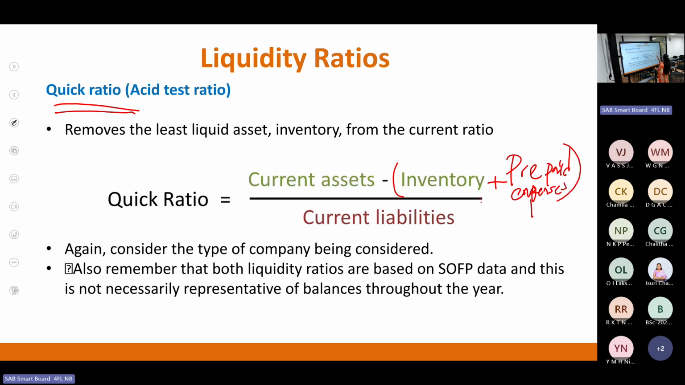You have to remove the prepaid expenses along with the inventory, deduct them from the current assets, and divide by the current liabilities. The standard ratio now is not 2:1, it is 1:1. So for the quick ratio, after deducting the inventory and the prepaid expenses, for one current asset there should be one current liability. The previous one was 2:1, and this one is 1:1.